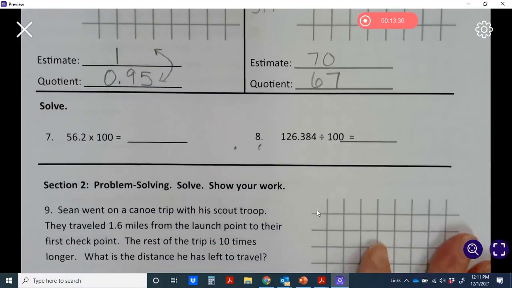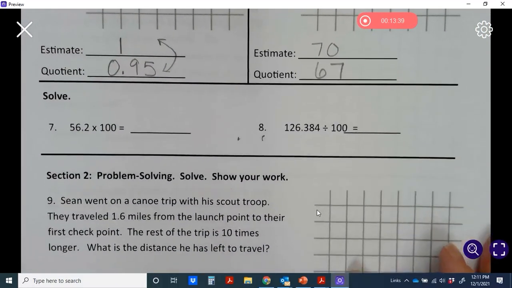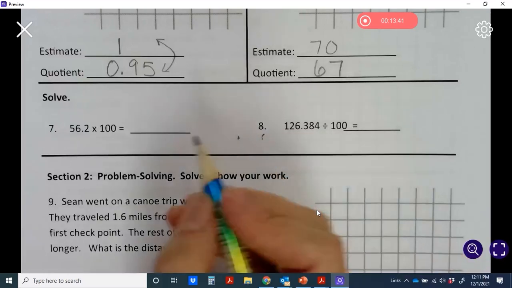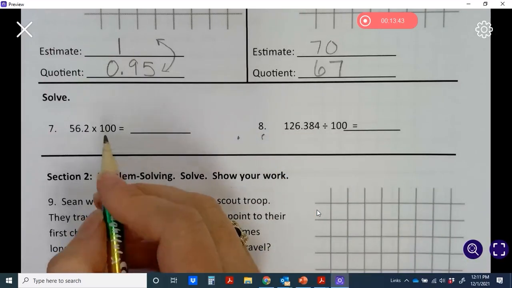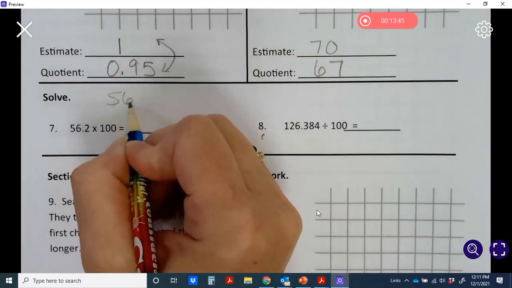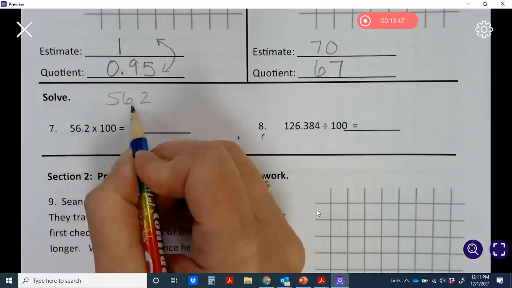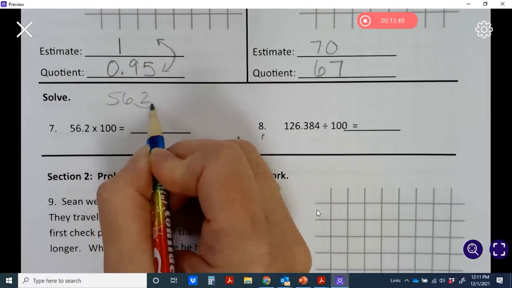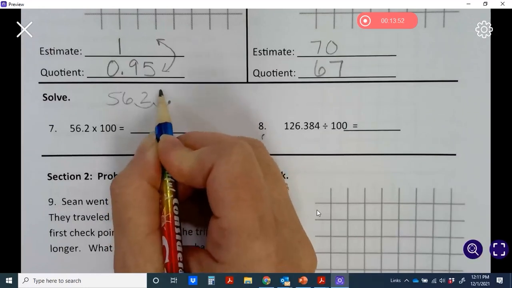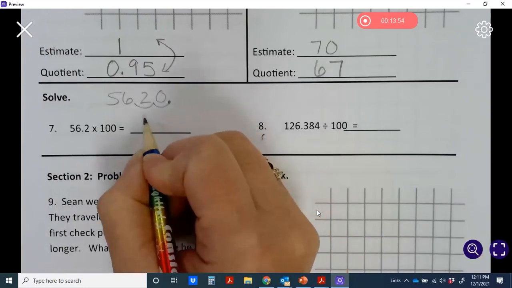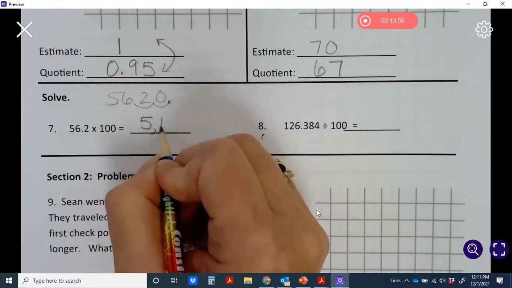Okay. All right. Next, we're doing powers of 10. So we have 56.2 times 100. So we're just going to move that decimal point over twice. 1, 2. We need to add a 0 as a placeholder. So our final answer is 5,620.